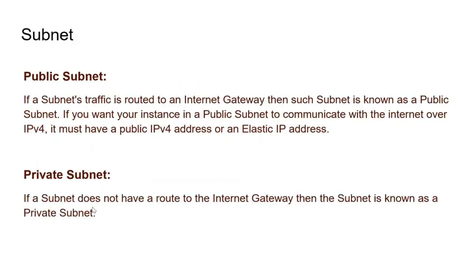Now coming to the subnet. What is a subnet? We have a public subnet and a private subnet. What is the difference? If a subnet's traffic is routed to an internet gateway, which is one more service, then such a subnet is known as a public subnet. That means if a subnet has an internet gateway connected to it, then it can be called a public subnet. If you want your instance in a public subnet to communicate with the internet over IPv4, it must have an IPv4 address or elastic IP address.